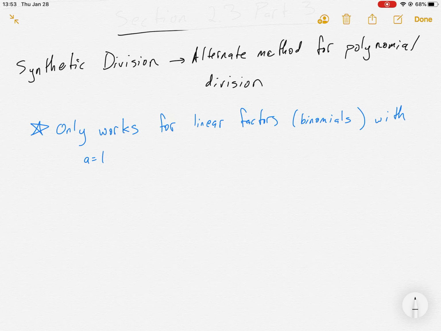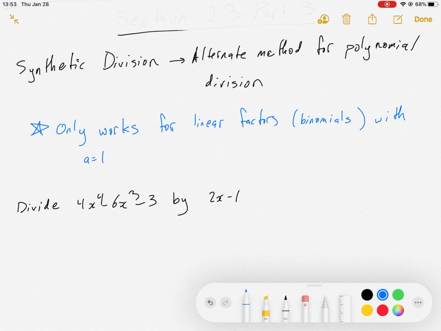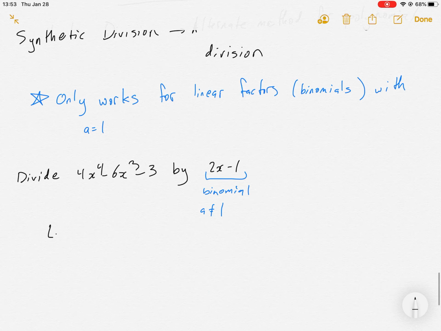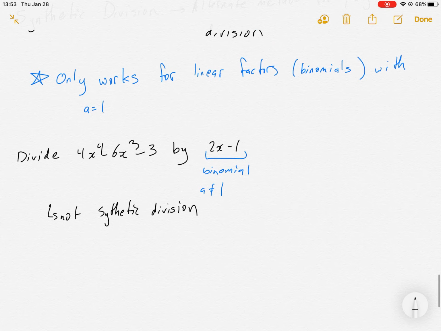If I were to say divide 4x to the fourth minus 6x cubed minus 3 by 2x minus 1, notice that this is a binomial, but its leading term, that's what I'm calling a here, is not 1. So I would not recommend using synthetic division. It gets pretty messy with fractions in this situation, so if you don't mind fractions, you can go ahead and do it, but I would probably just do long division in this case.